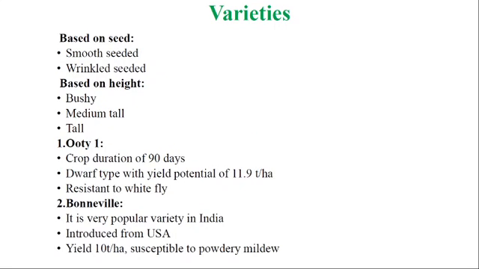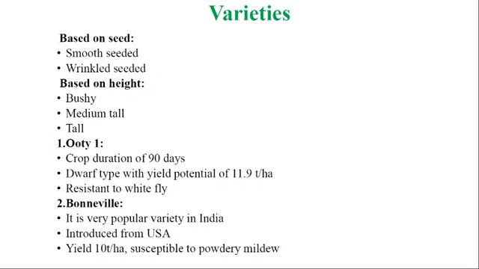There are a number of varieties. The varieties are based on smooth seeded and wrinkle seeded, or on height, such as bushy, medium tall, and tall. These are the varieties. They are classified on the basis of the criteria used, maybe the seed surface, or it may be the height of the plant.